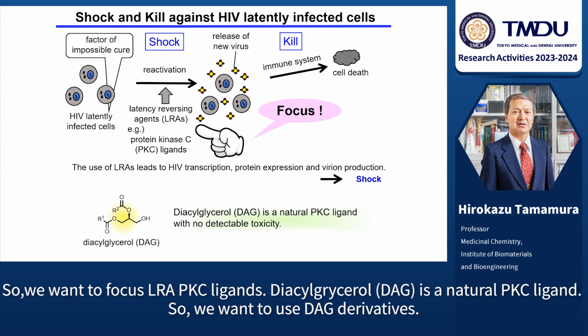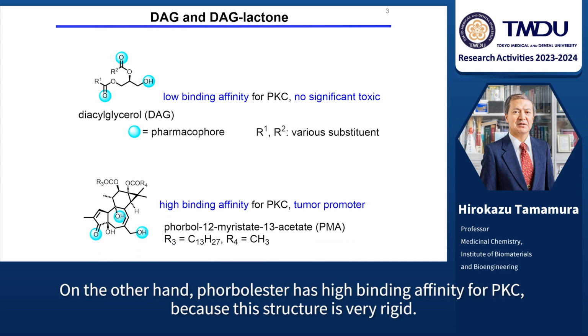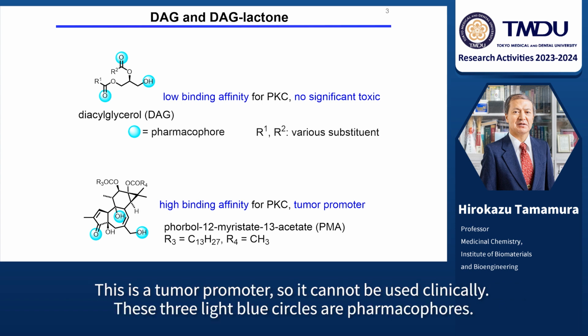Diacylglycerol, DAG, is a natural PKC ligand, so we want to use DAG derivatives. DAG has low binding affinity for PKC because this structure is flexible. On the other hand, phorbol ester has high binding affinity for PKC because this structure is very rigid. This is a tumor promoter, so it cannot be used clinically.